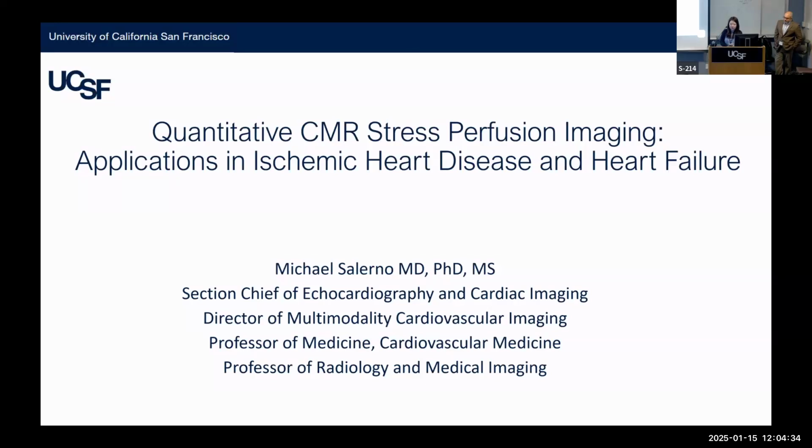Dr. Salerno's research involves the development and evaluation of novel MRI pulse sequences and techniques to improve the clinical utility of cardiac MRI imaging. And he holds multiple patents for novel MRI pulse sequences and has published extensively. And additionally, he is also an associate editor for JACC Cardiovascular Imaging. So we're very fortunate to have him give a talk today entitled Quantitative Cardiac MRI Stress Perfusion Imaging Applications in Ischemic Heart Disease and Heart Failure. Let's welcome Dr. Salerno.